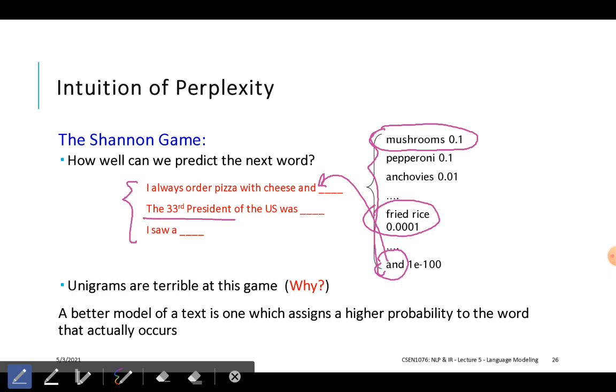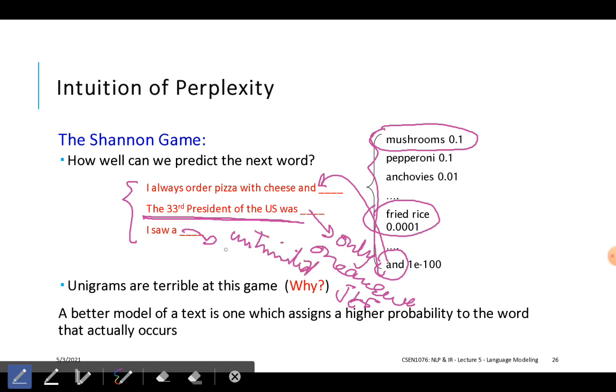Now let's take a look at the second sentence. The 33rd president of the US was. There is only one answer for this, which is JFK. I'm not sure if you know of JFK, but this is the 33rd president of the United States. "I saw a", on the other hand, is a sentence that has an unlimited number of words to use for completion. You can see how different these three sentences are.